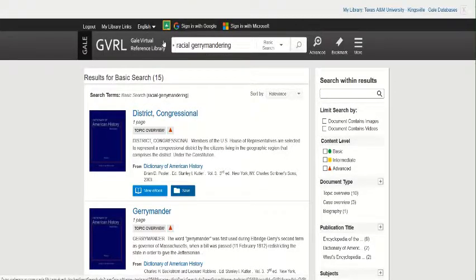So the Gale Virtual Reference Library, a lot of great information, also useful because it gives you access to very specialized dictionaries and encyclopedias that have details and more ideas that you might want to look into than the general readership broad overview encyclopedias like Encyclopedia Britannica.